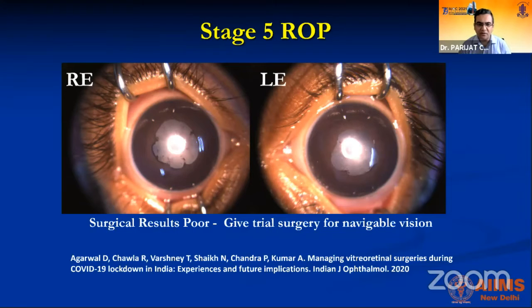Unfortunately, stage 5 ROP is a very bad situation to be in for the parents, the child as well. Unfortunately, we get a large number of stage 5 babies coming to RP center. Around 5 to 7 babies come every week, and they are almost blind. They have never been screened.